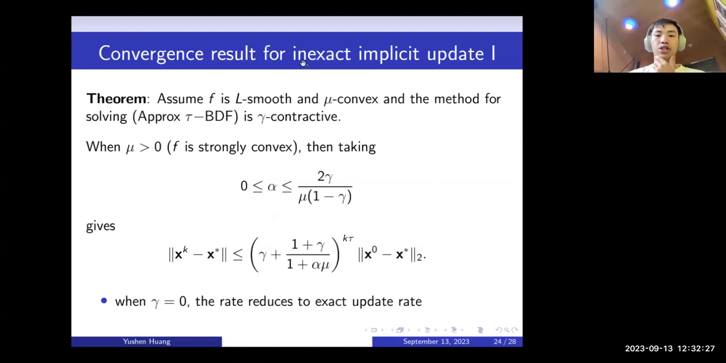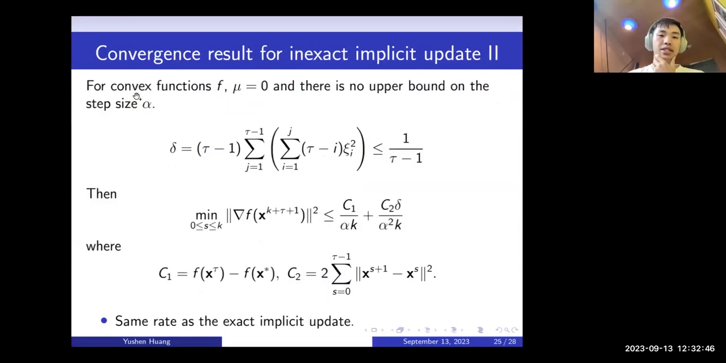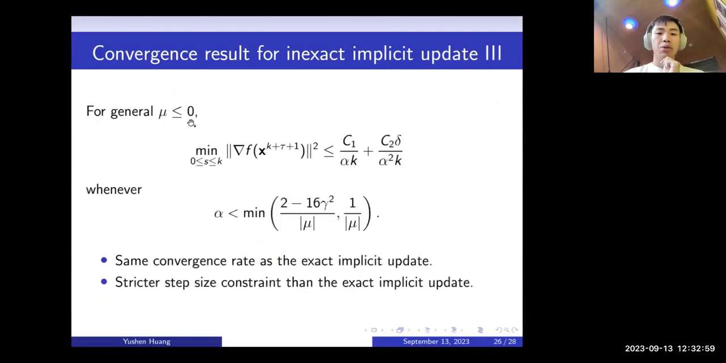And this is the convergence result for the inexact update. Assume that the function is L-smooth and mu-convex, and the method for solving this approximate update is gamma-contracted, then we will have a linear convergence rate when mu is larger than 0. And similarly for the convex function, when mu is 0, you will have a sublinear convergence rate, but there is still no upper bound constraint on alpha. So it's the same rate as the exact implicit update. And when mu is smaller than 0, you will also have this sublinear rate, but with a step size restriction on alpha.